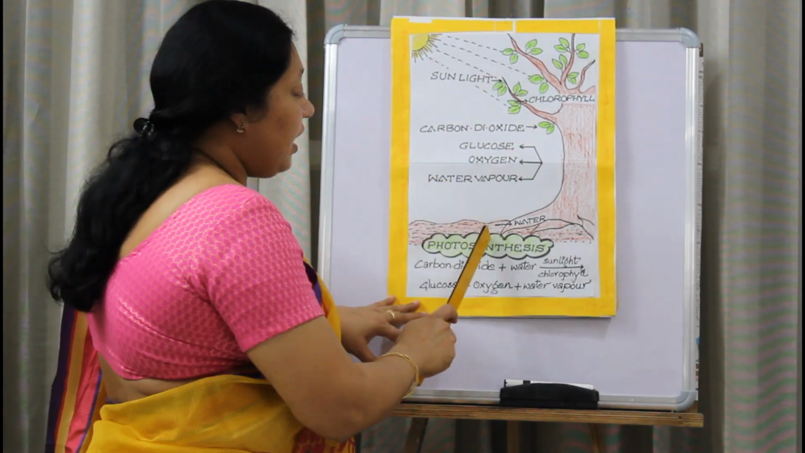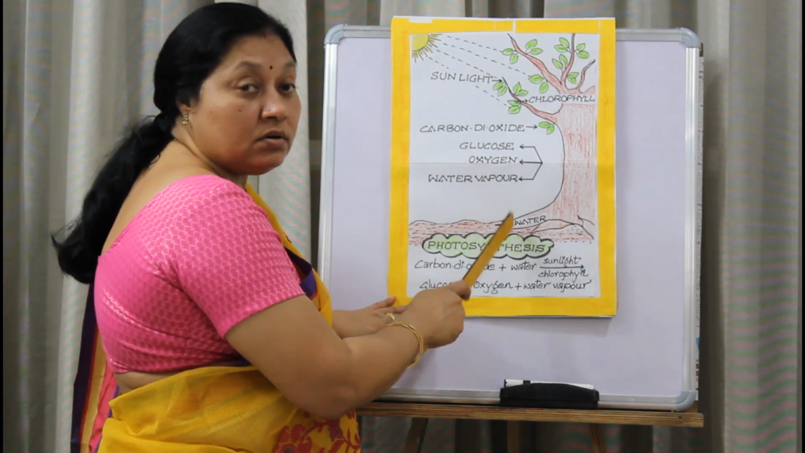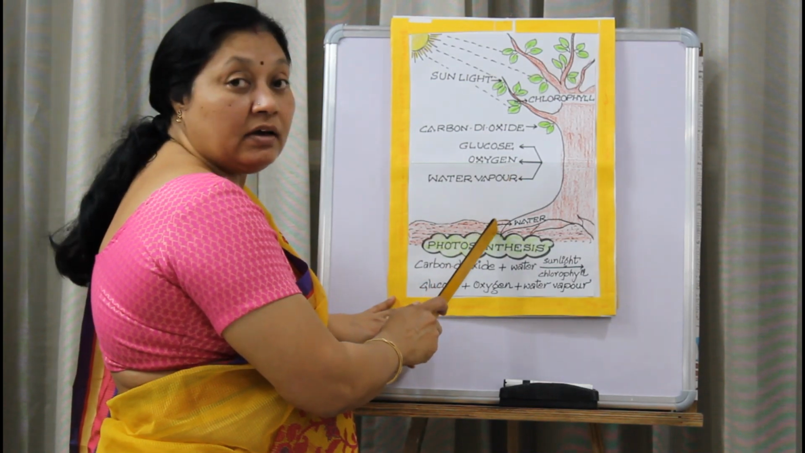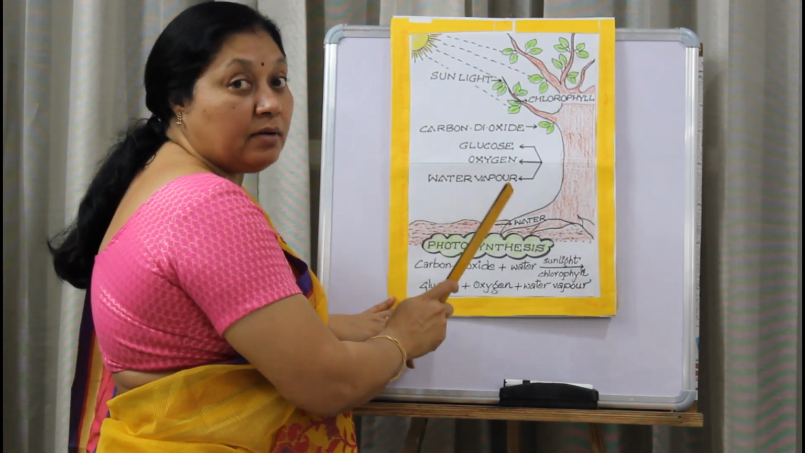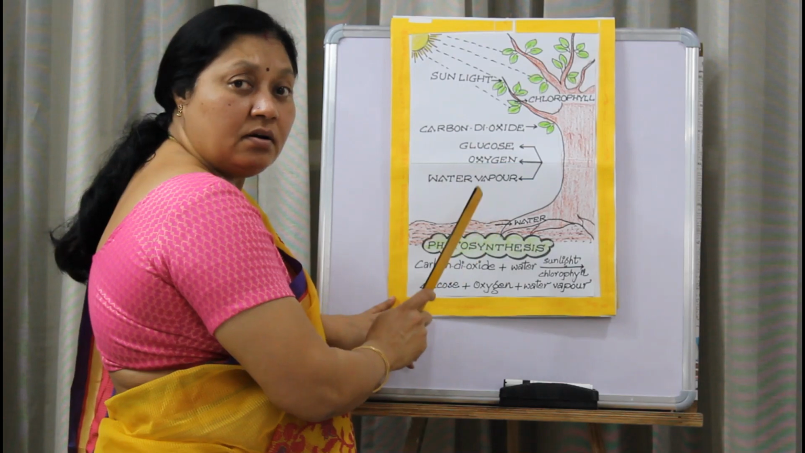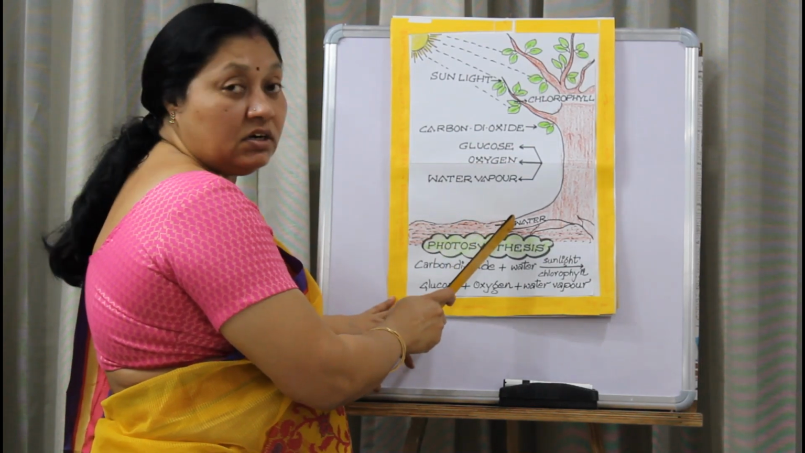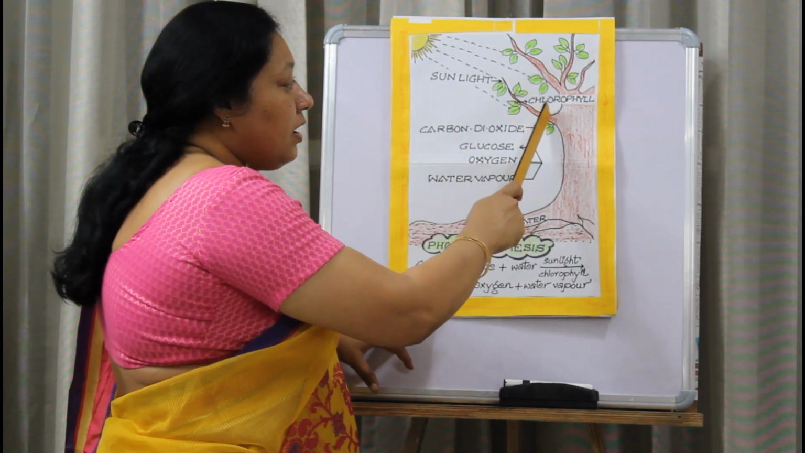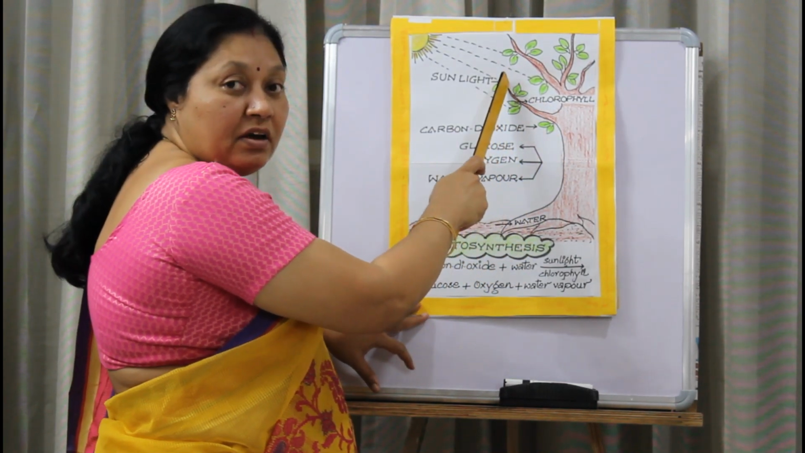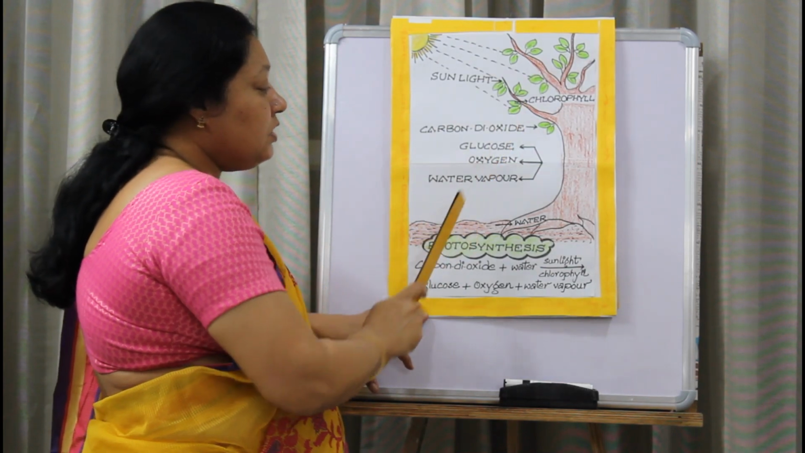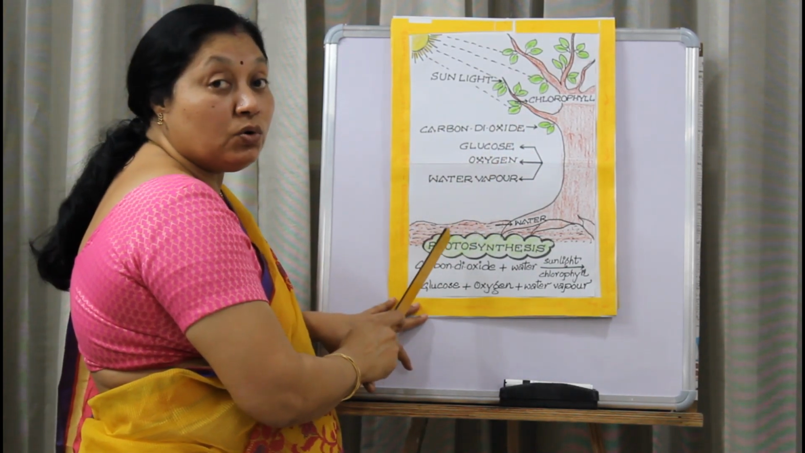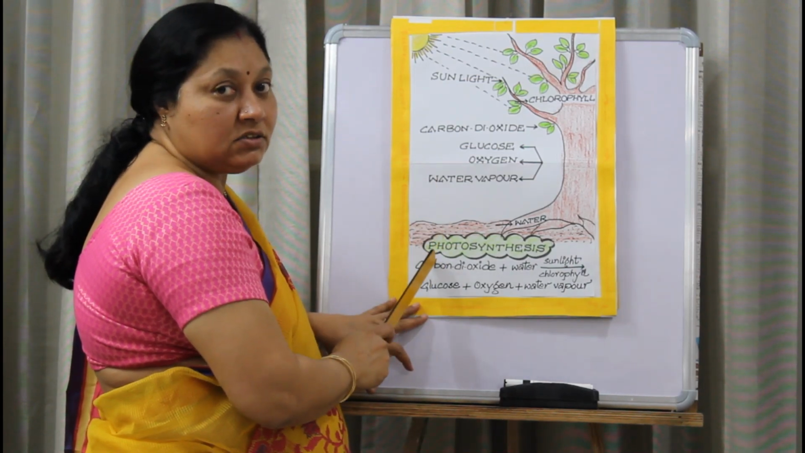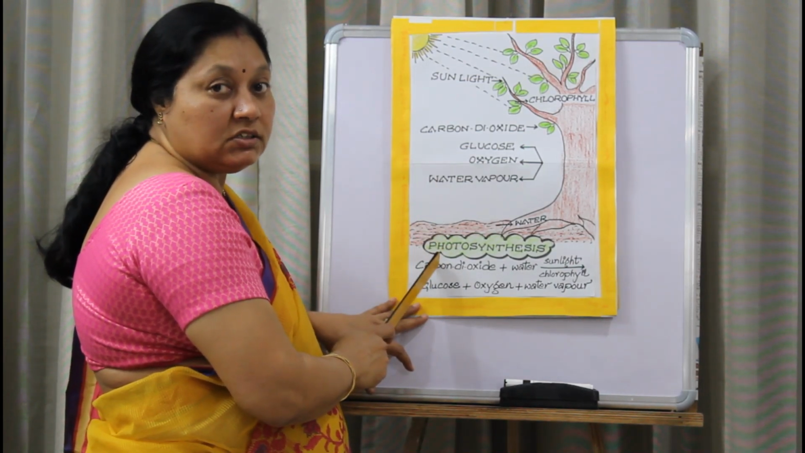manufacturing the food. And as we all know that they absorb water, the roots or the root hairs present on the roots help in absorbing the water and minerals. This water is carried through the xylem and it helps in preparing the food. This process is called photosynthesis. The process of making food in plants is called photosynthesis.